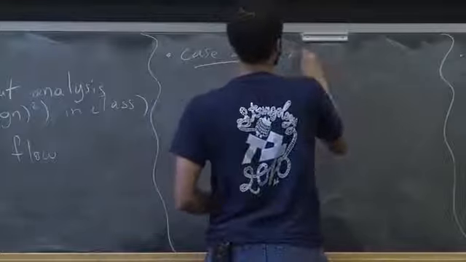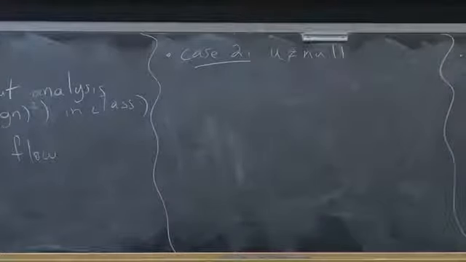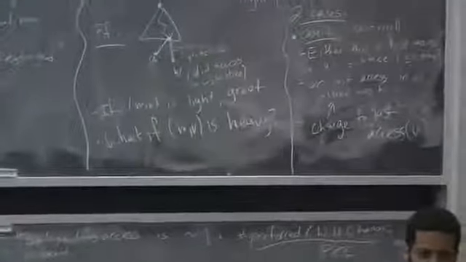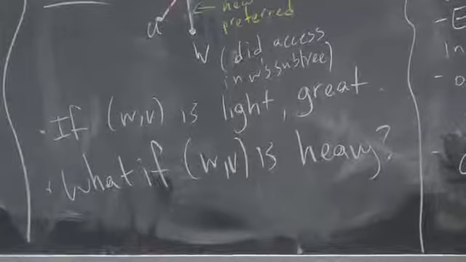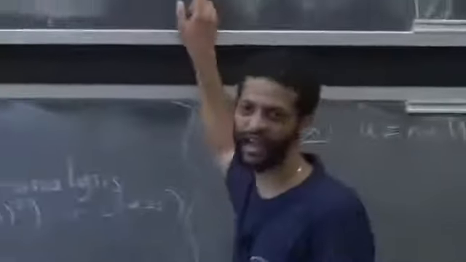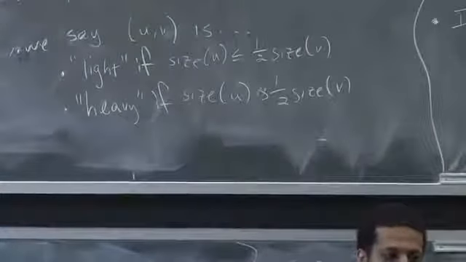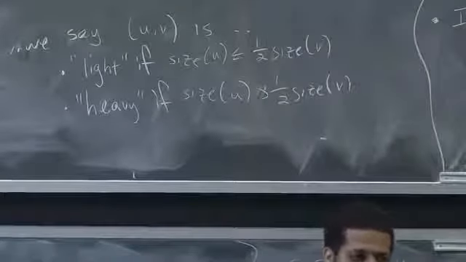U is not null. So it actually had a preferred child before. So this edge WV is heavy. What can you tell me about UV? Can a vertex have 2 heavy children? No, right? Because what does it mean to be heavy? The size is strictly more than a half. This subtree has strictly more than a half of the descendants of V. So it can only have at most 1 heavy child.